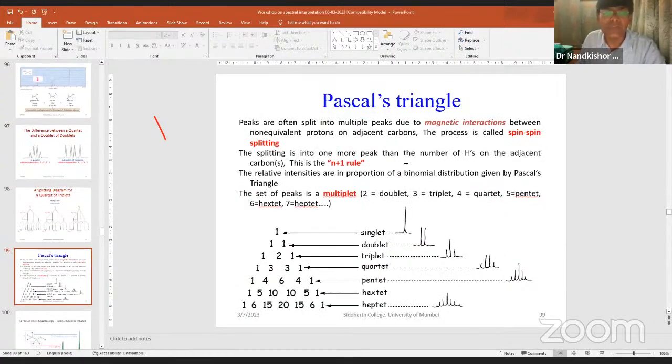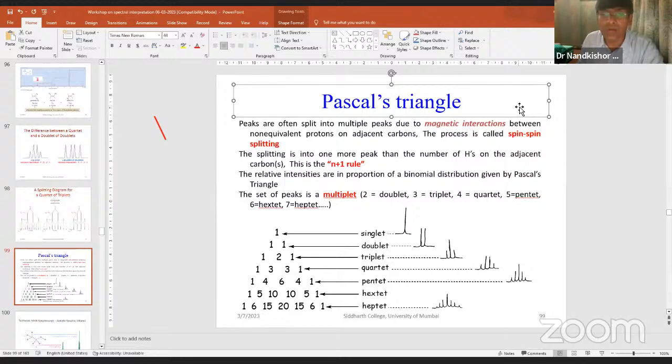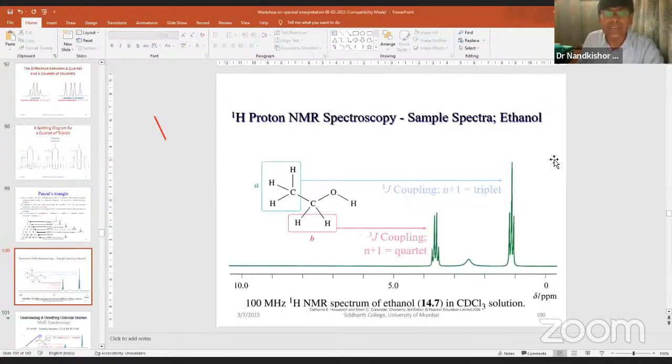Now Pascal has given some of the patterns, like if there is 1 proton nearby, then we call it a singlet, and then doublet, then triplet, quartet, pentet, sextet, heptet, and so on, and their Pascal frequency, which is because of the n plus 1 rule. You all know this. Now look at some of the spectra, how they look.